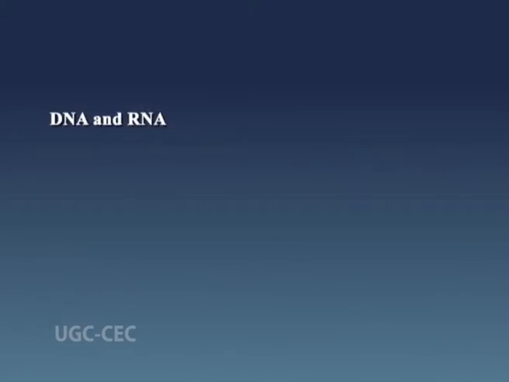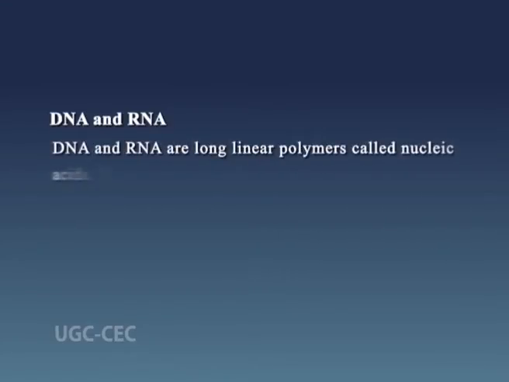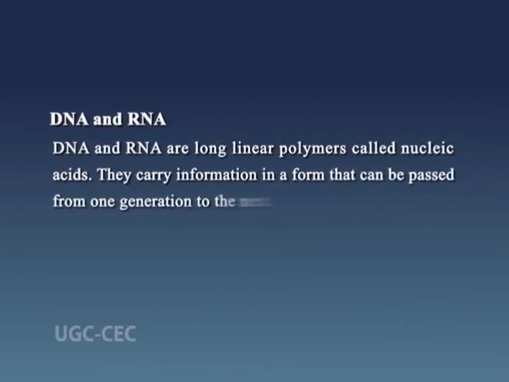Next is DNA and RNA. DNA and RNA are long linear polymers called nucleic acids. They carry information in a form that can be passed from one generation to the next. These macromolecules consist of a large number of linked nucleotides, each composed of a sugar, a phosphate, and a base. The stable form of DNA is a double helical structure. This helical structure is stabilized by different types of interactions among the constituent subunits.